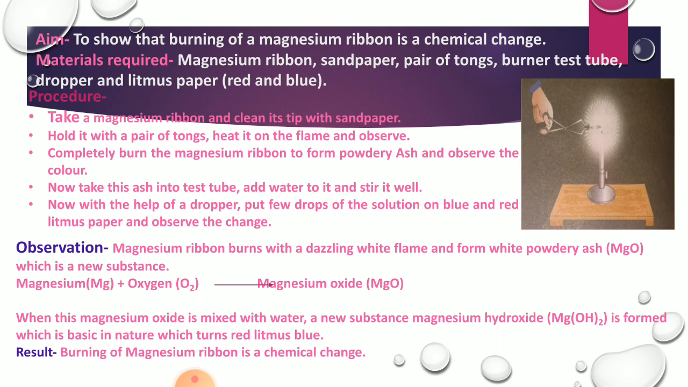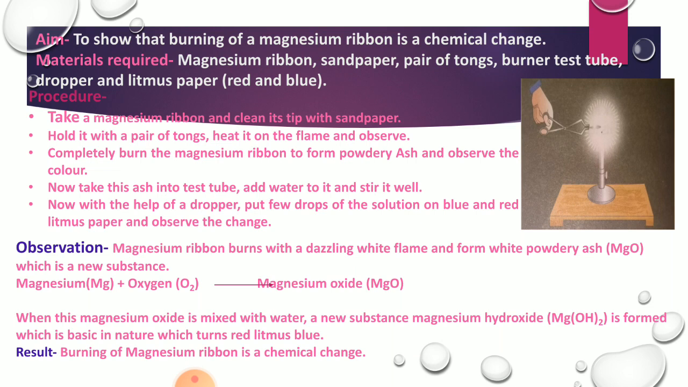So it will tell us whether that solution is acidic or basic. Two things happen in this activity. First of all, when magnesium ribbon burns completely, it forms white powdery ash.